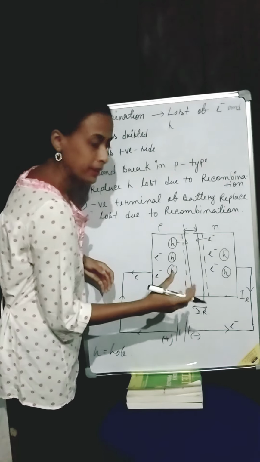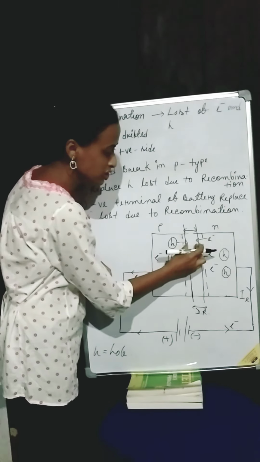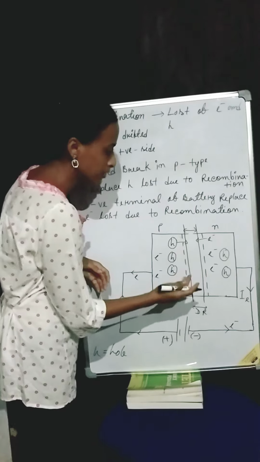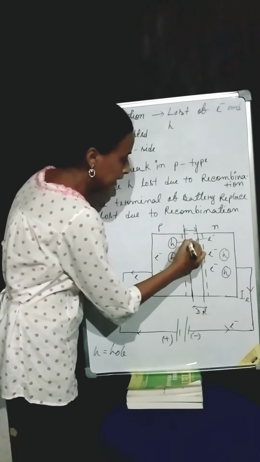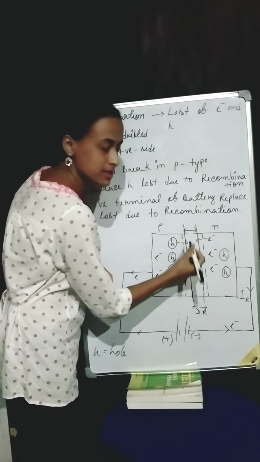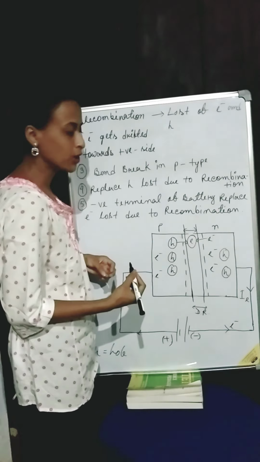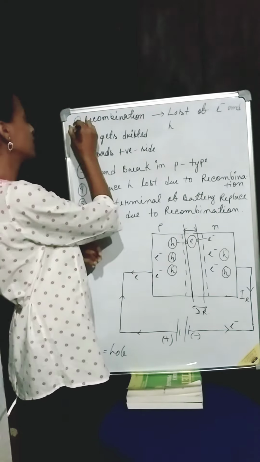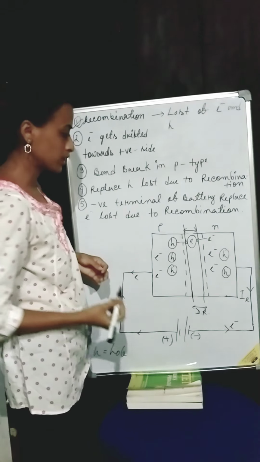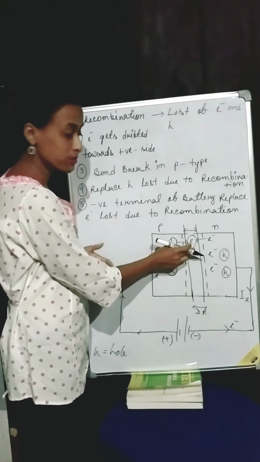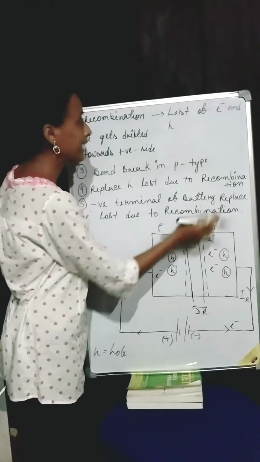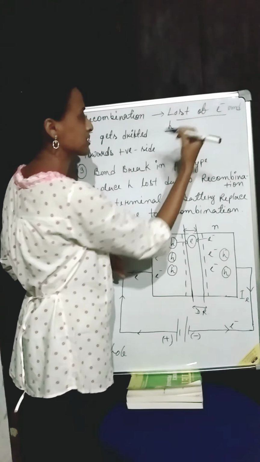So due to this repelling of holes and electrons towards the depletion region or junction, these holes and electrons recombine. That means the electrons get into the hole, and this process is known as recombination. Now due to this recombination process, holes and electrons get lost.